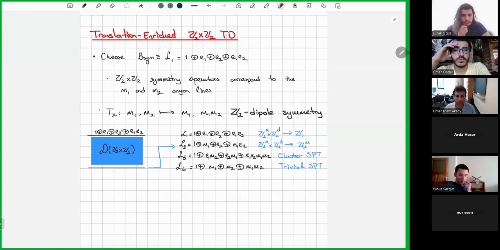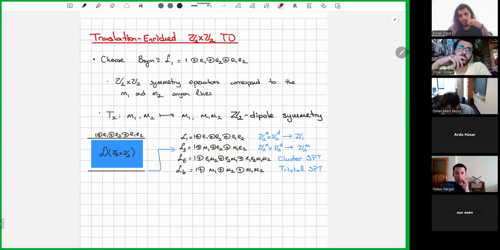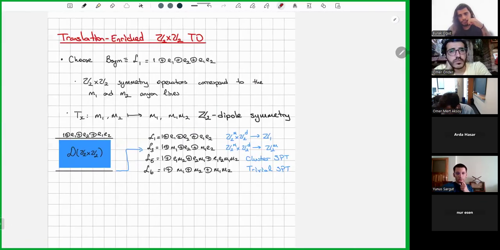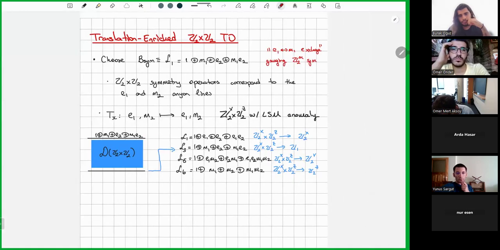And those are the 2 SPT phases that are protected by this dipole symmetry. So there's a trivial SPT that is just a product state, and the cluster SPT is this, maybe you are familiar with this ZXZ model, that can be protected by X's on odd sites and even sites. So that's the logic. So there are two SPTs with ground state degeneracy one. Then let's choose another boundary. Oh, this was L1, and I think this is L3, sorry.